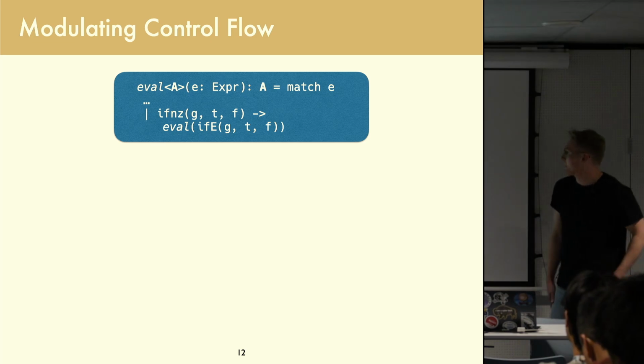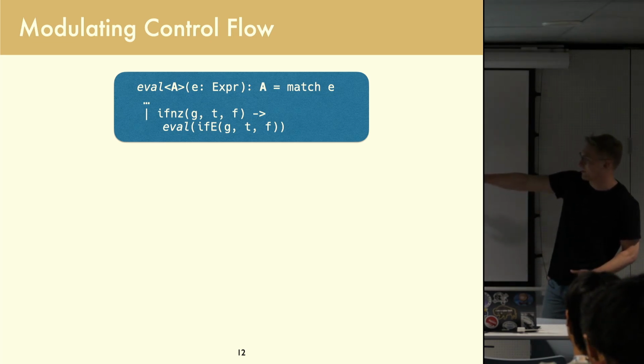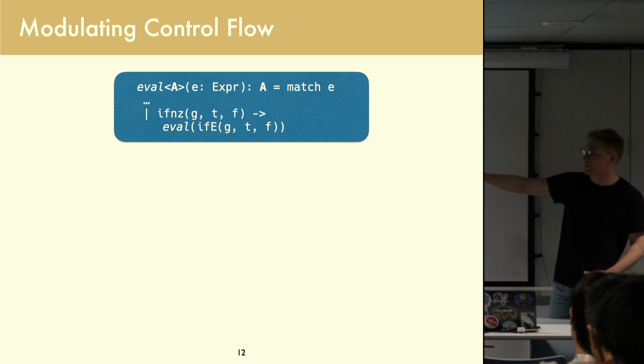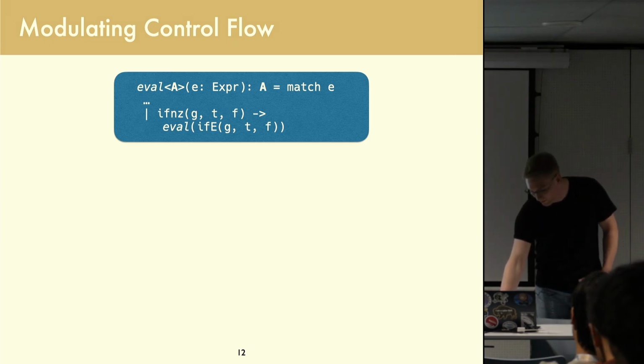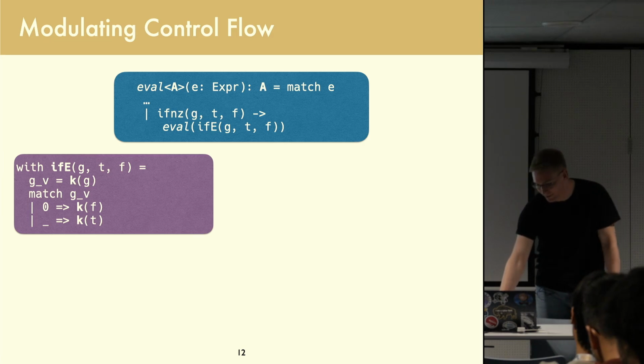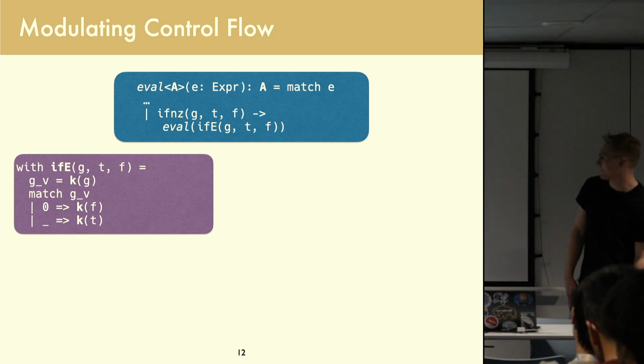So here we can see that for our if not zero example, instead of having to evaluate the guard, the true and the false, inside whatever structure we're using to abstract the domain, we have the evaluation on the outside, which means that our effect is able to determine control flow and the order of control flow. So here we have a branching handler for our if elimination effect.